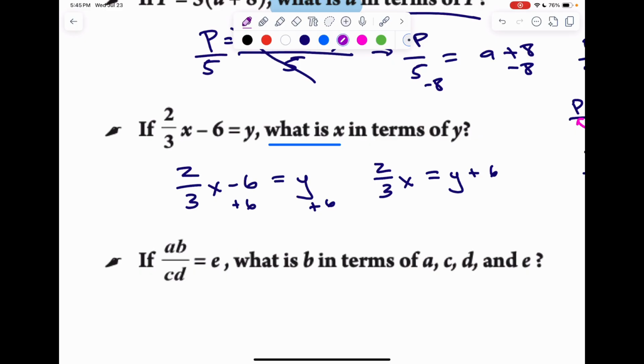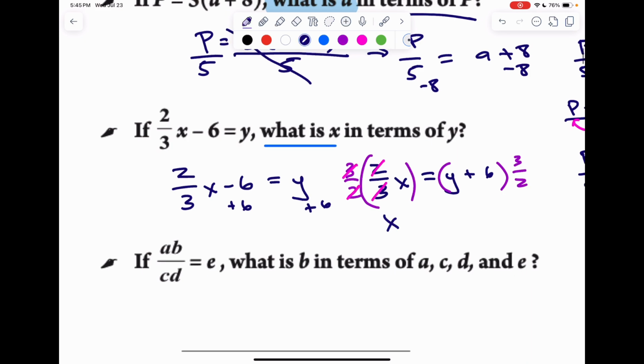Now, the fastest way to get rid of 2 over 3 is to multiply by 3 over 2 on both sides. Multiply by the reciprocal. The 3's will cancel. The 2's will cancel. We'll be left with x on our left-hand side. And on our right-hand side, when we distribute that 3 over 2, we're going to get 3 over 2y plus 9.